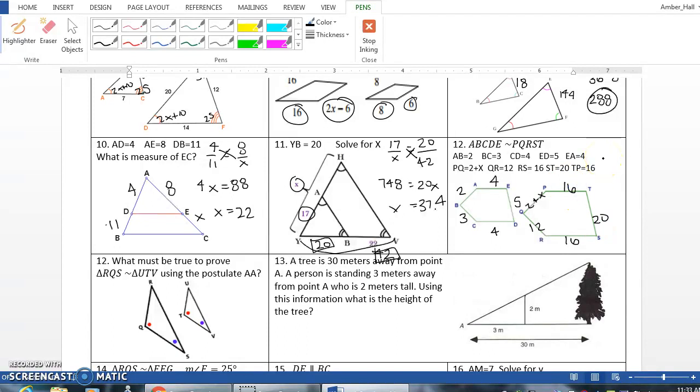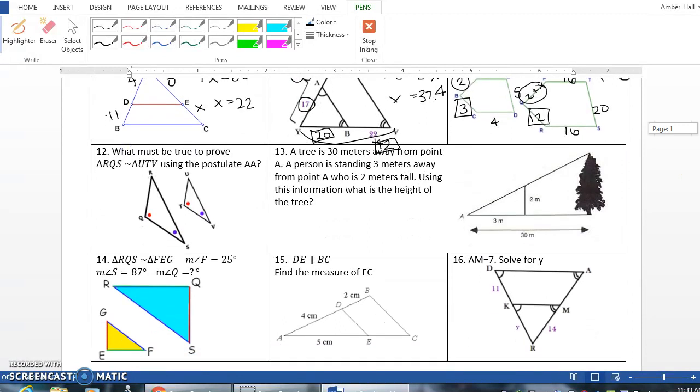Solve for x. It's just a simple proportion. They're just more measurements. So 2 is going to correspond with 2 plus x. 3 corresponds with 12. So I simply set up my proportion using those. 2 over 2 plus x equals 3 over 12. Cross multiply, solve for x, and x equals 6.